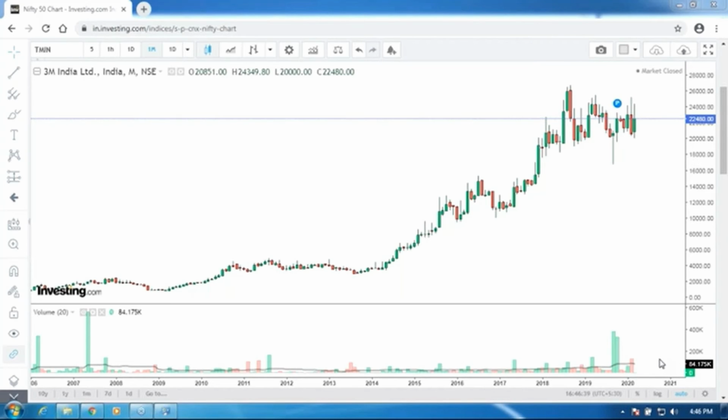But the important thing is position sizing. Warren Buffett didn't lose his entire capital on it. It was a very small part of his total portfolio. So even if one of the stocks doesn't do well or goes against you, you should still be okay, and you should know when to exit.